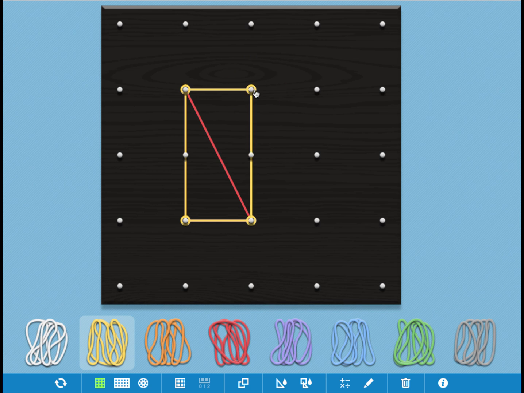To make it easier to see what we've done, I'm just going to go back to my red, and I'm going to shade it in, which I do by just hitting that there. Okay, so now how do those two compare? Well, hopefully you see that that red triangle is exactly half of that yellow rectangle. And so we can easily see that two of those squares on the geoboard make up the area of that one rectangle.